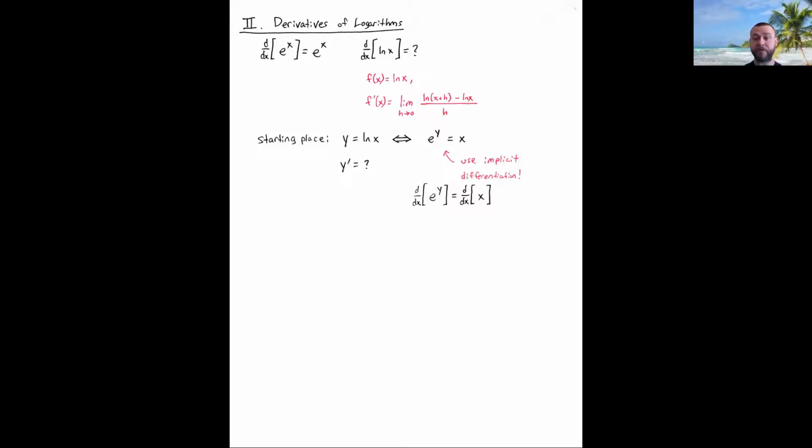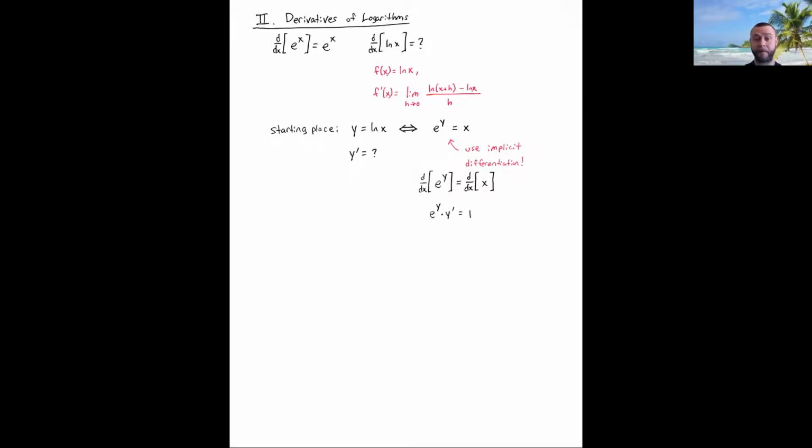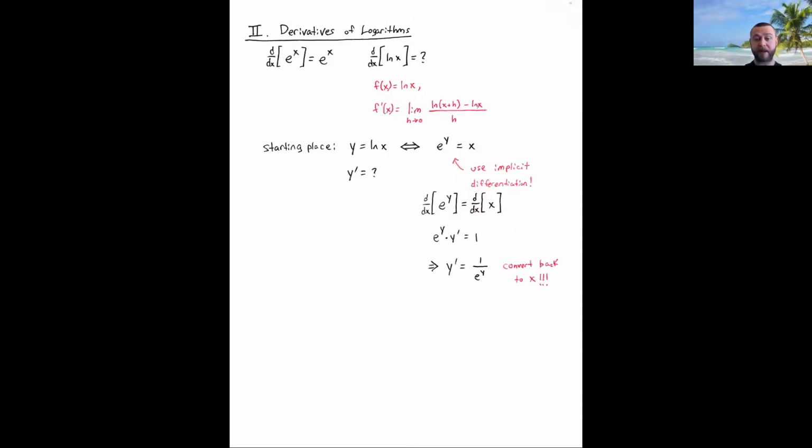Notice both derivatives on the left and right side are rather simple. e to the y times y prime, and then the derivative of x, 1. And from here, we can basically solve for y prime. We get that it comes out to 1 over e to the y. But since we're starting with a function of x, natural log of x, we'd want to know what its derivative is in terms of x as well.